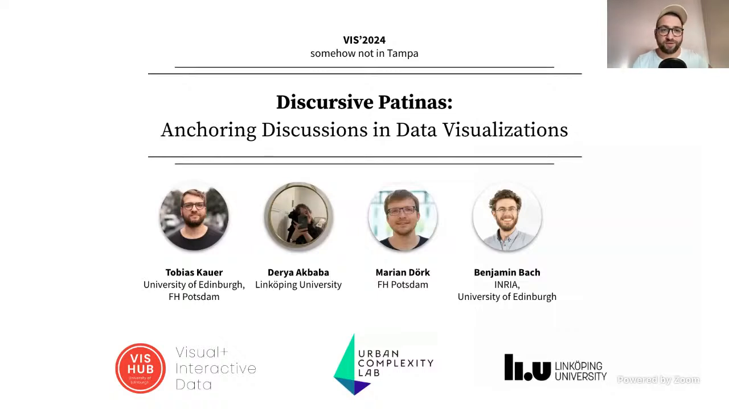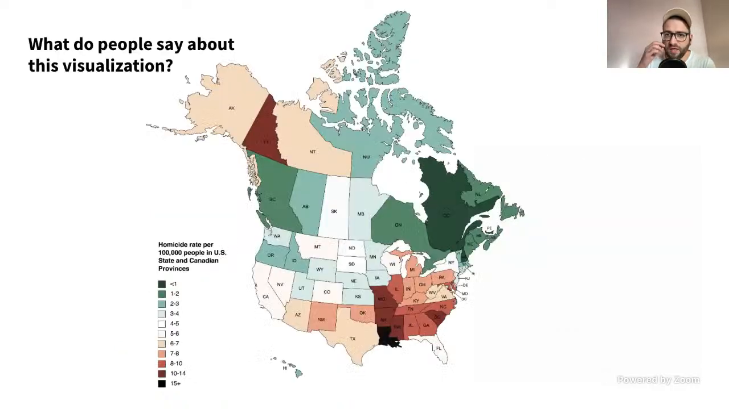Yes. Cool. Hi, everybody. My name is Tobias, and on behalf of my co-authors Derya Akbaba, Marian Dörk, and Benjamin Bach, I want to present the paper Discursive Patinas, in which we explore how we can anchor discussions in data visualizations. To start things off with a little exercise, I wanted to show a visualization of homicide rates in the US and Canada.